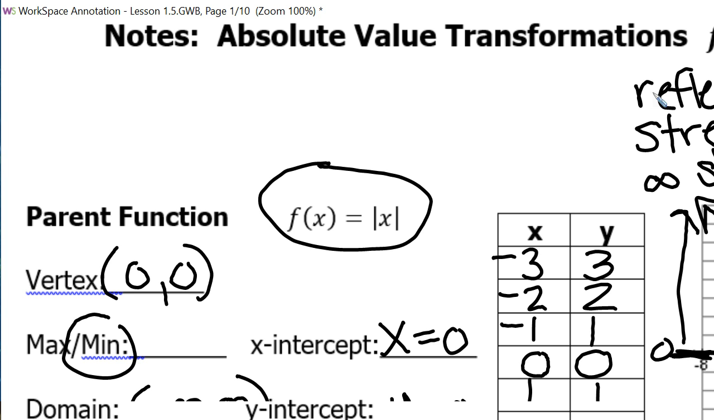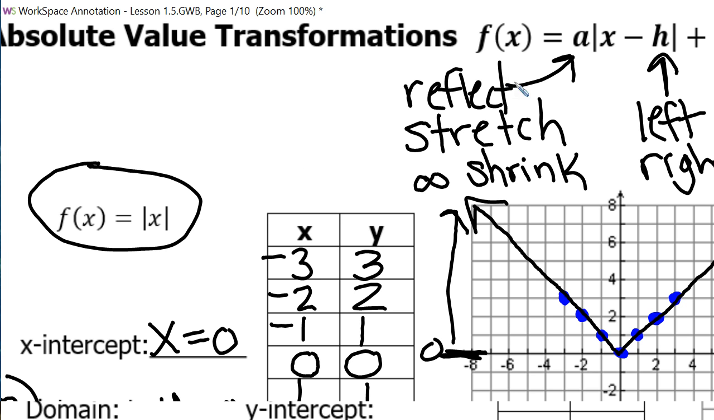Now k, the number that's at the back of the equation, will either make your graph move up or down. So if your k value is positive, it's going to move up. If your k value is negative, it's going to shift your graph down.